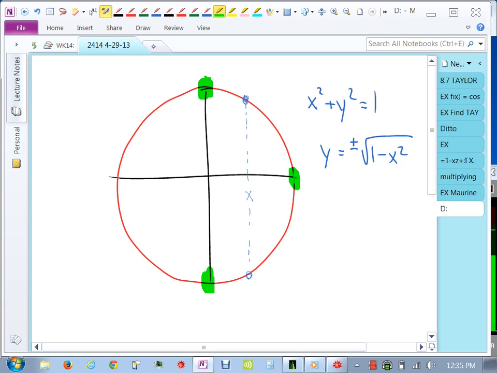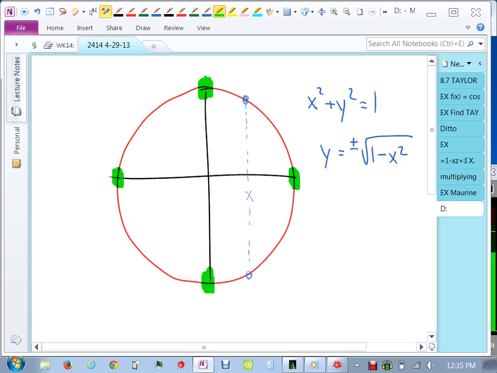I get 0. So that works, right? What if x is negative 1? Well, that works. There's only one answer. But if it's anything between negative 1 and 1, I have two answers. Agreed? So this does not follow what we consider to be a function.